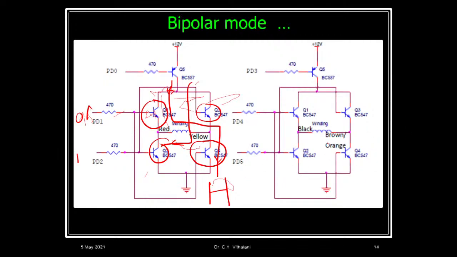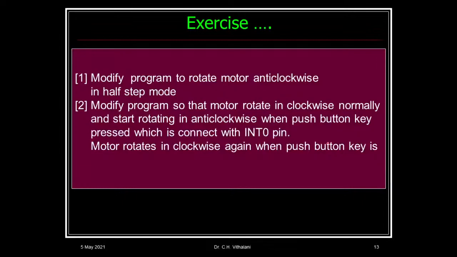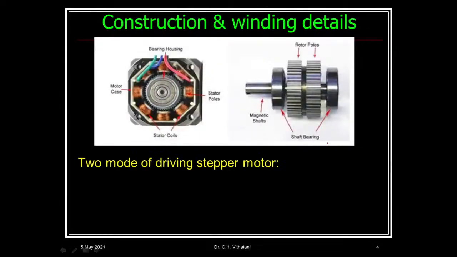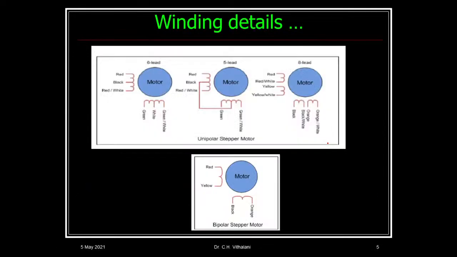So in bipolar mode, there are two independent windings you have to drive in a stepper motor, right? If you remember, in the last lecture I showed you the configuration of windings. So this is how the configuration is available. This corresponds to the bipolar mode, right? This is a bipolar mode where two separate windings are available.